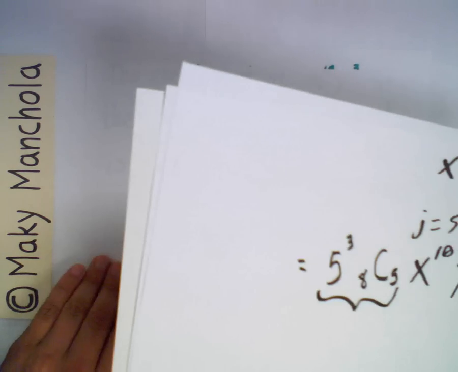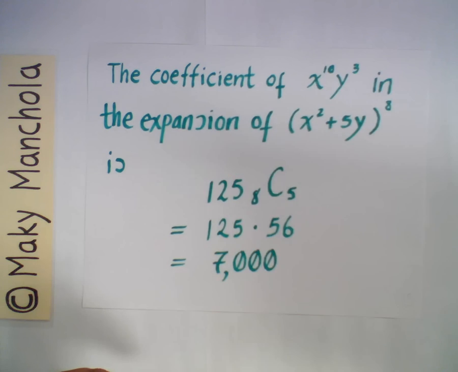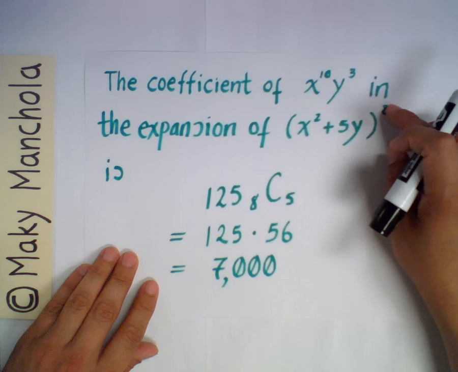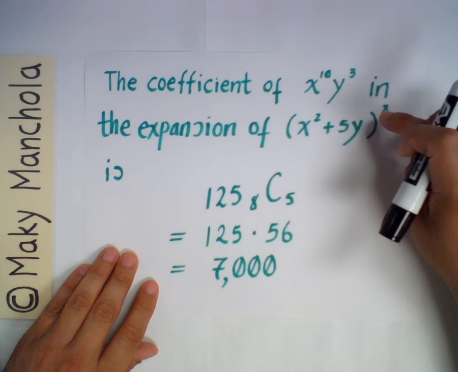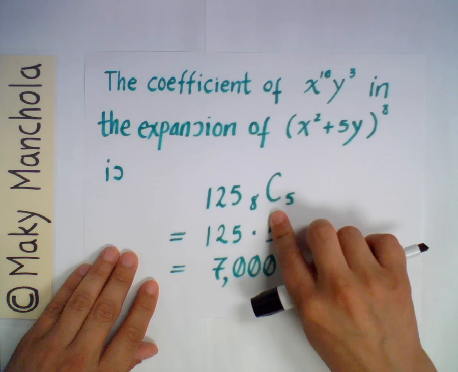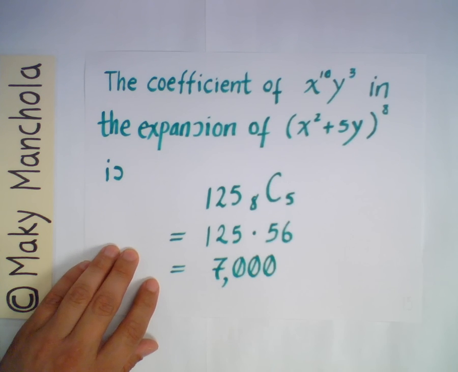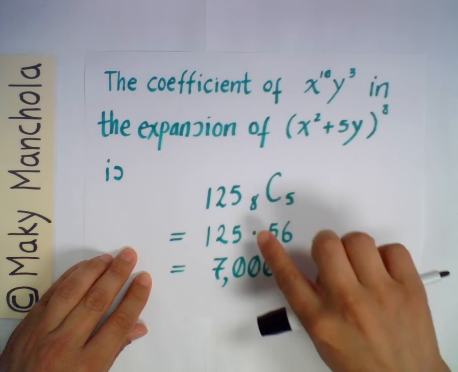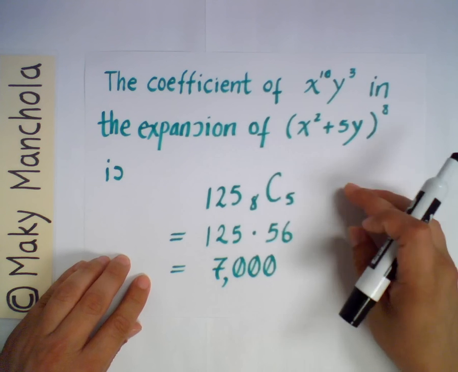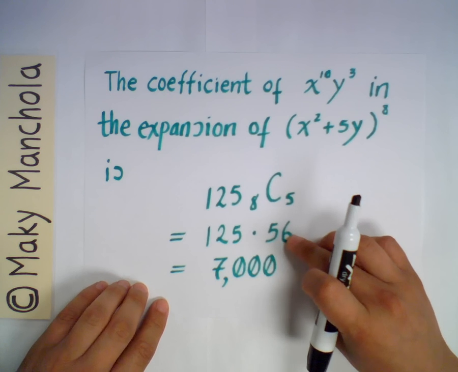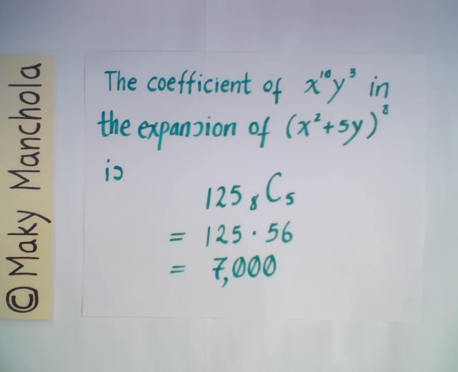I am here displaying the results. So in conclusion, the coefficient of x to the 10 y to the third in the expansion of x squared plus 5y all raised to the 8th is 125 times 8 choose 5. Where does the 125 come from? Well, just computing 5 to the third. And then if you compute 8 choose 5, maybe with a calculator or maybe using the formula for n choose k, you end up finding that 8 choose 5 is 56, and you finish up by multiplying 125 times 56, which turns out to be 7,000.